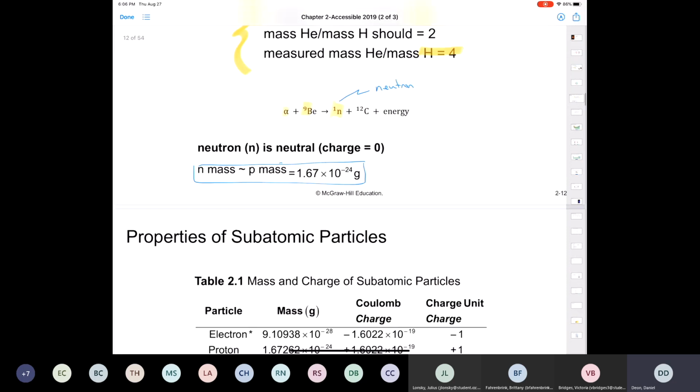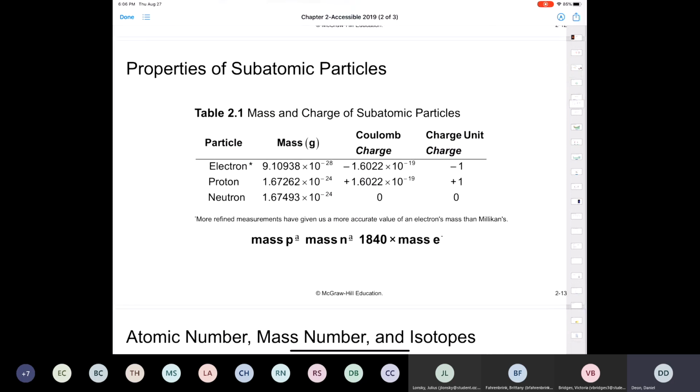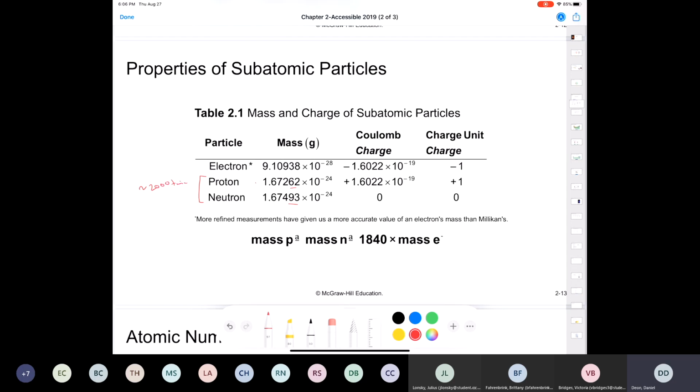Now let's summarize all of this on this beautiful table here, table 2.1 from your textbook. You can see again that the mass of a proton and a neutron are virtually identical. There's a very small difference, and the mass of a proton or a neutron is pretty close to 2,000 times that of an electron. An electron is a lot lighter. You can do that math on your calculator. The charge of a proton and an electron are opposite. They're the same magnitude, but opposite. And we assign a unit charge of -1 or +1. And of course, a neutron has no charge.